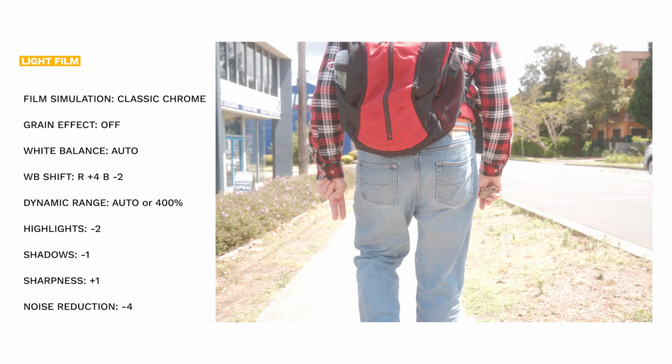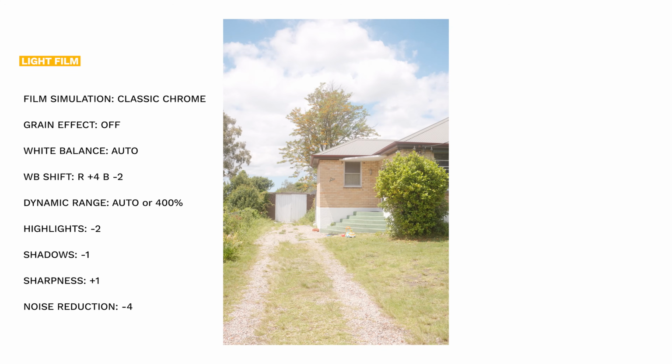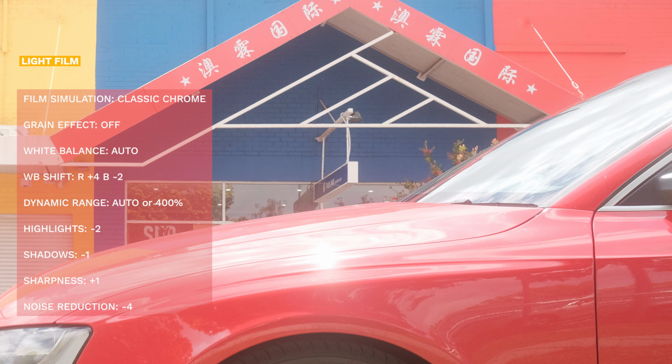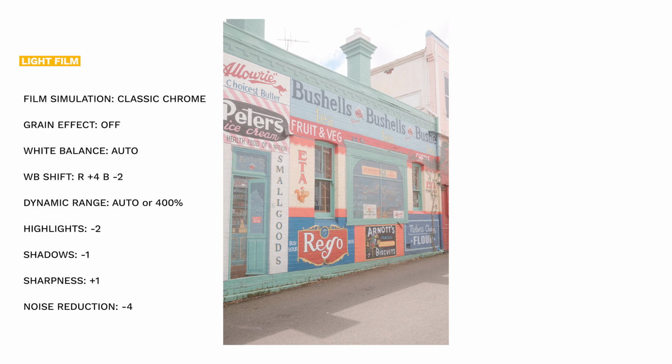as it has a slightly muted look with a slight punch in contrast. From there, it's just a matter of lowering the highlights and shadows to make it more flat. I would always try to shoot this profile with dynamic range set to 400% and exposure compensation between +1 and +2 to get that pastel look.